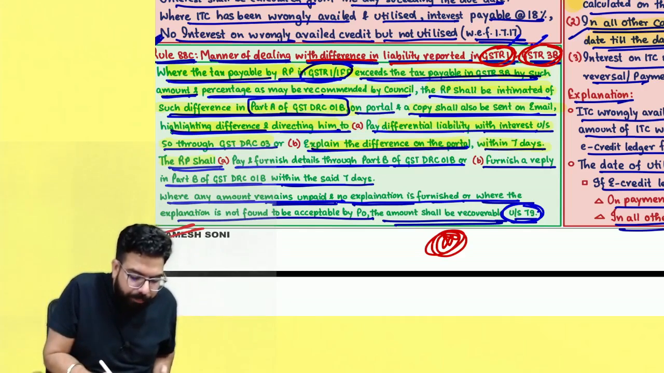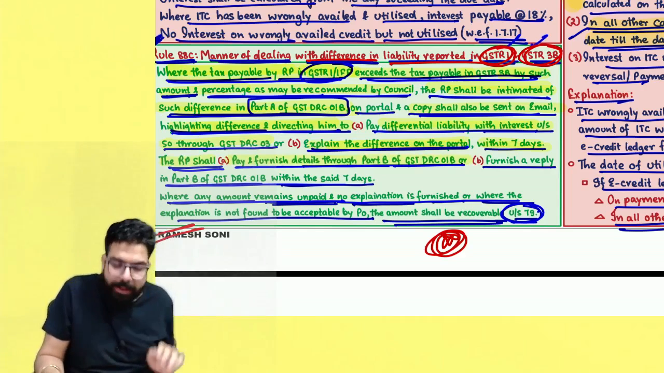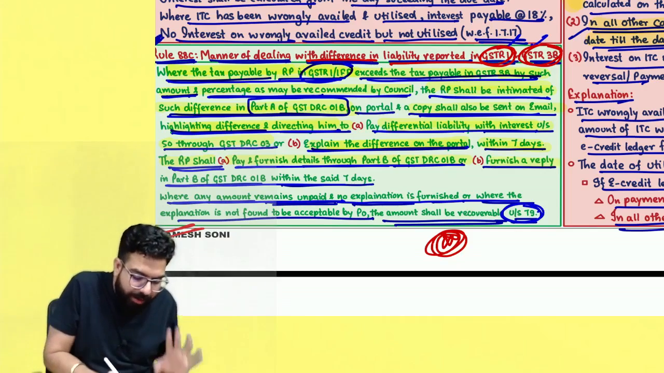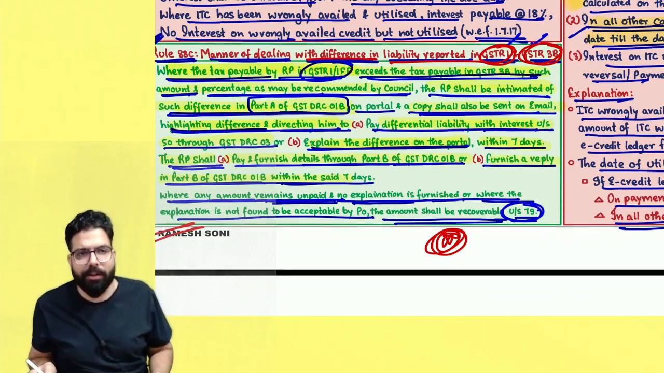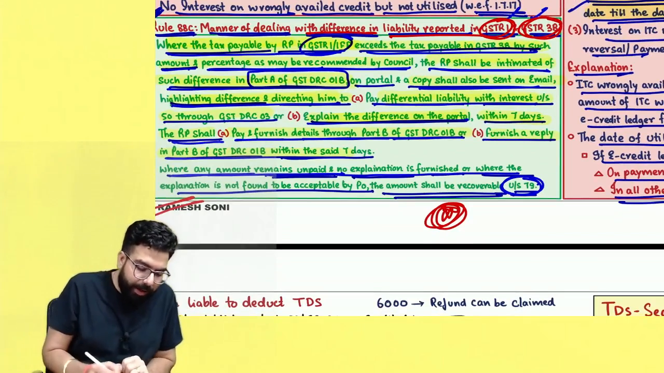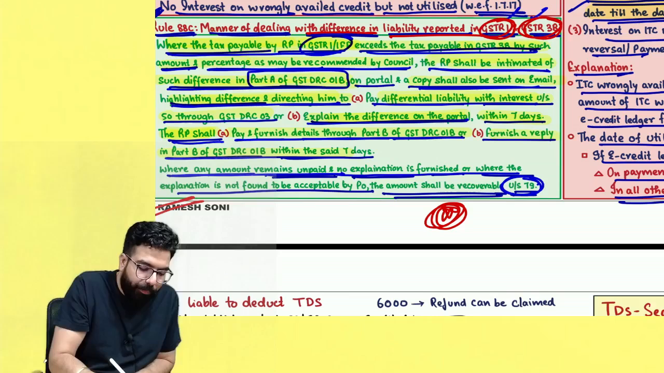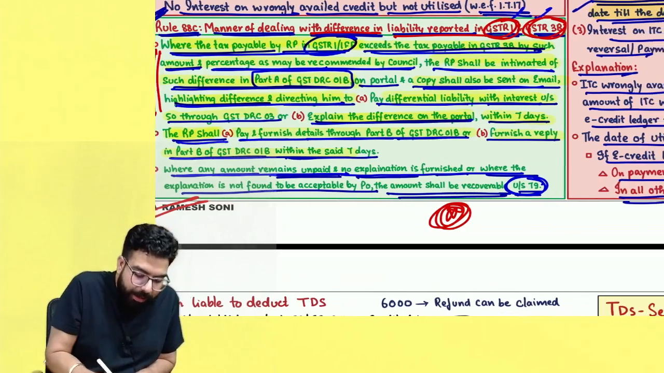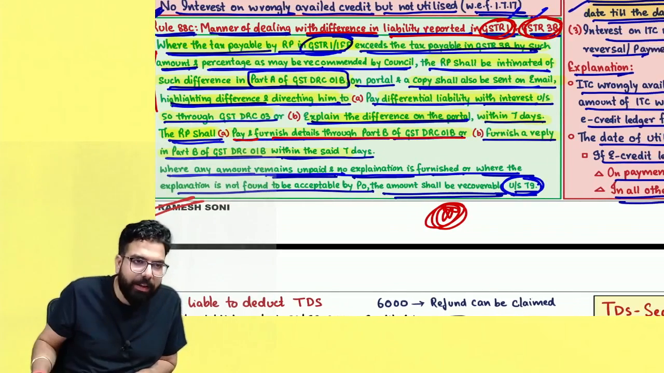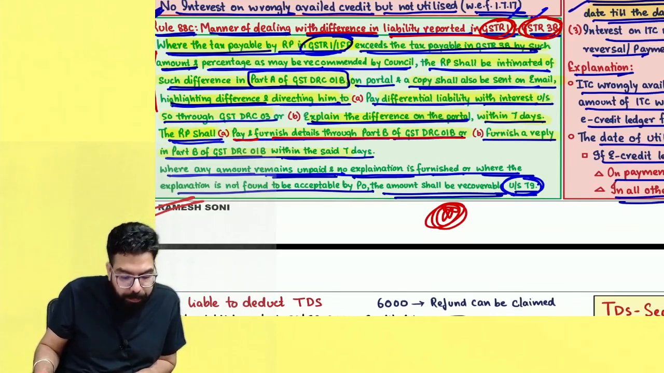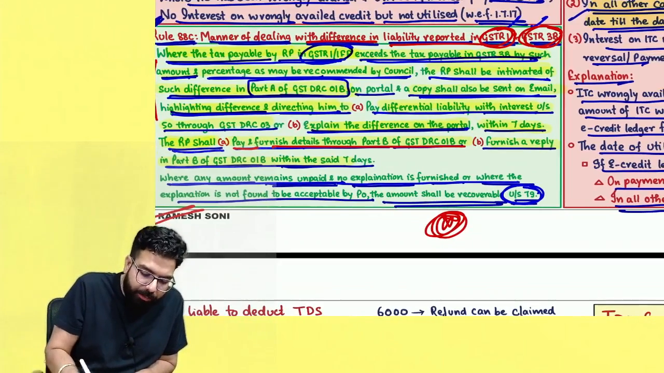Sir, if the person pays and furnishes the details of the payment in part B, or furnishes a reply in part B of GST DRC 01B within 7 days, the person shall either, so first they will intimate you the difference, either you make the payment and furnish the details in part B of this GST DRC 01B, or you can give your reply in part B of GST DRC 01B within 7 days.